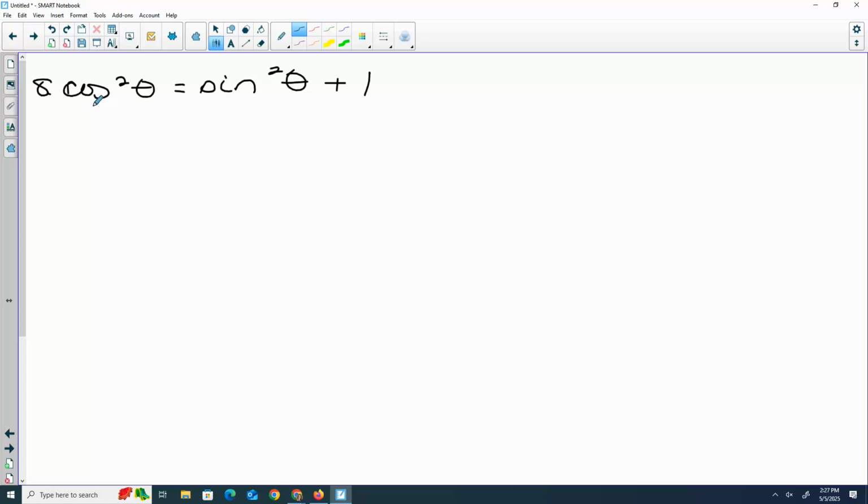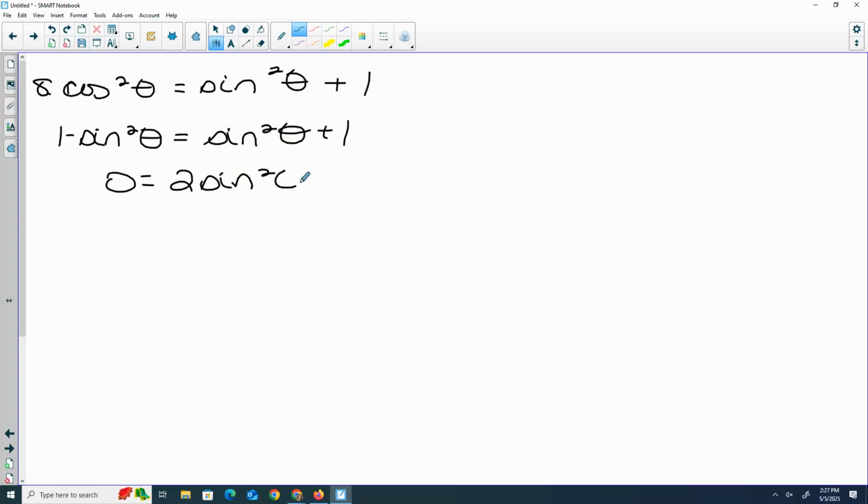Pythagorean identity. We know cosine squared plus sine squared is 1. So I can replace my cosine squared with a 1 minus sine squared. So if I subtract over my 1, those cancel. Add over my sine squared, so I get 0 equals 2 sine squared theta. Simply divide by 2. Square root. We just get that sine is 0.